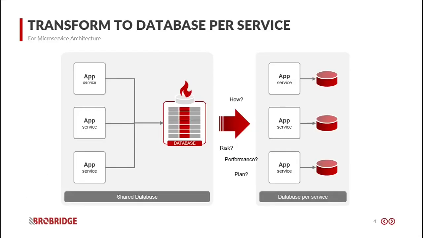Now, think of the problems we may encounter while transforming from shared database to database per service. Yes, we all talk about database per service in the microservice architecture. How to decouple existing data with low risk? How to avoid performance impact like round trip issues, data exchange across services? It can't be done in one step. So, what is the transformation plan? What is the data management transformation plan?